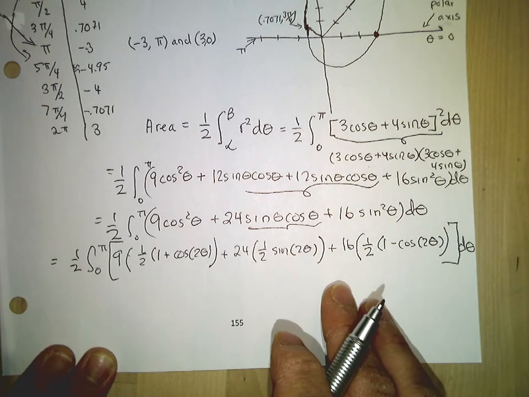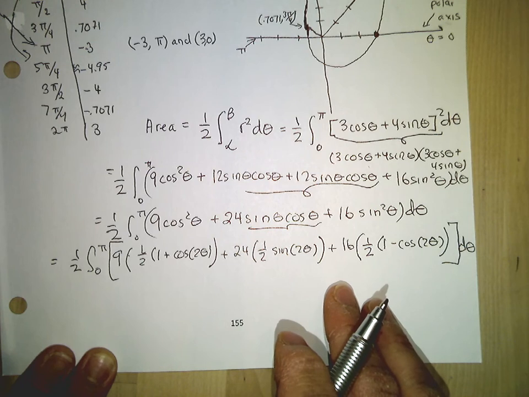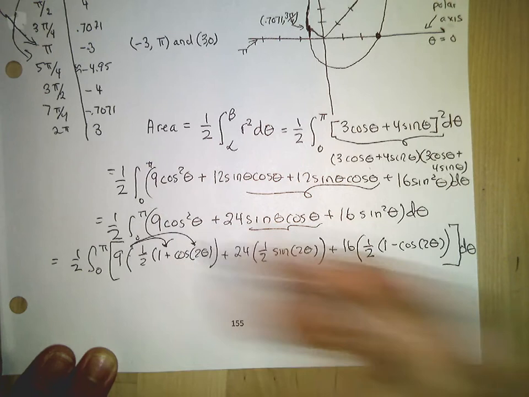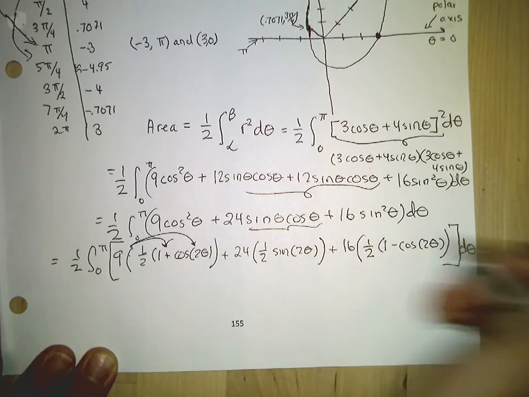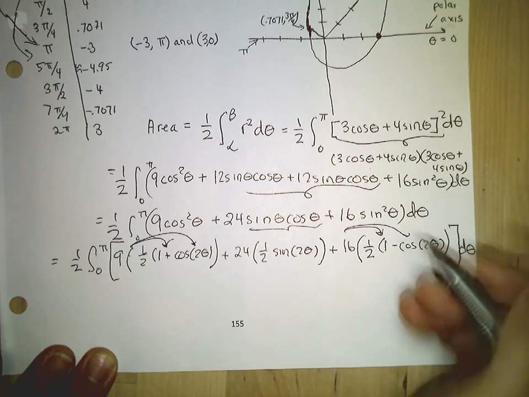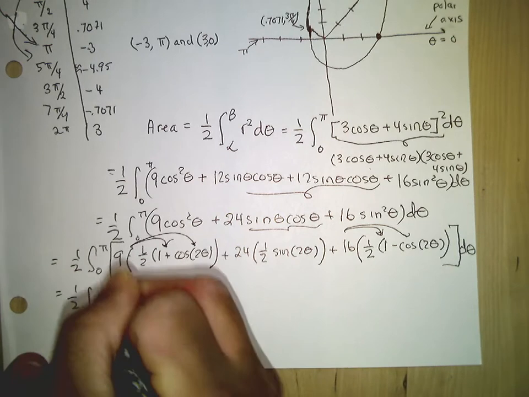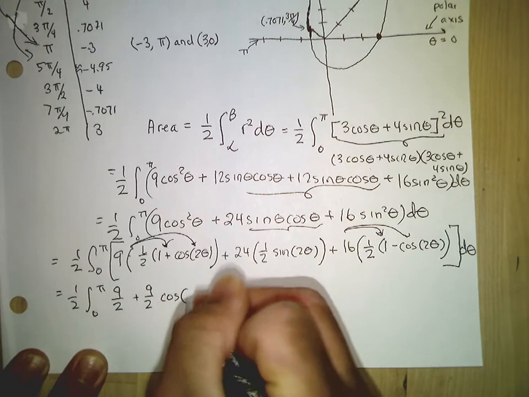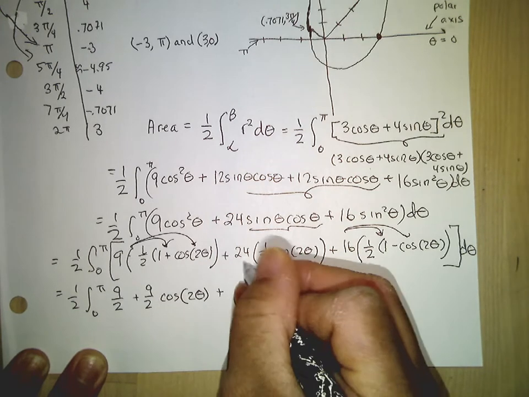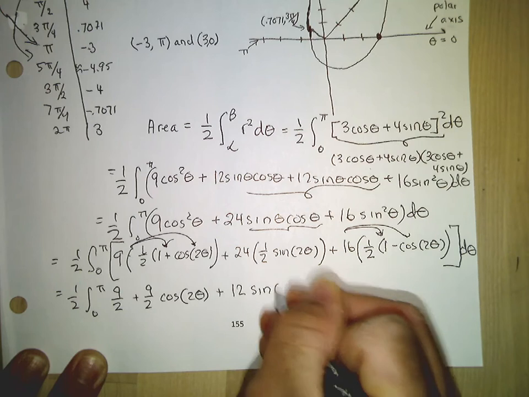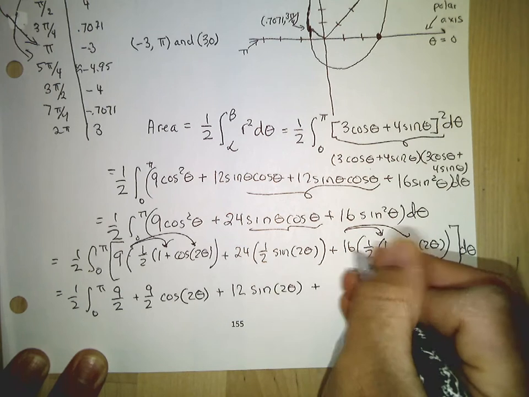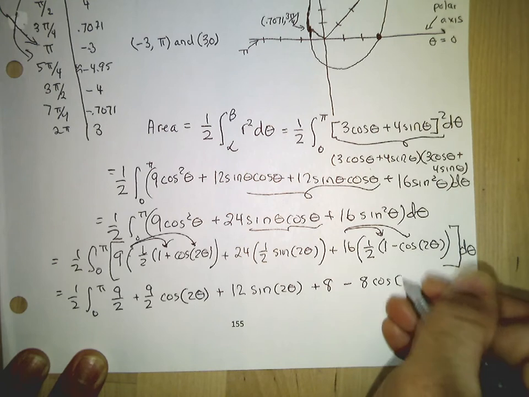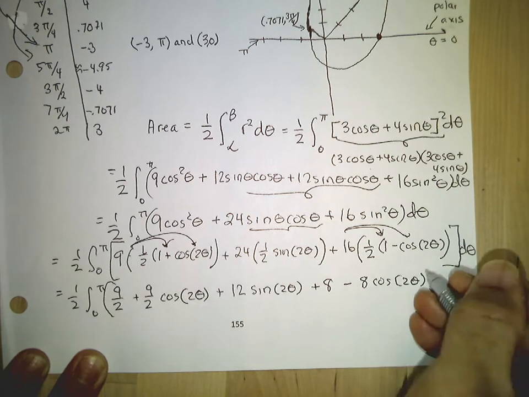Now let's go ahead and distribute the 9/2, right? Distribute the 16 halves. So we have 1/2 integral from 0 to pi of 9/2 plus 9/2 cosine of 2 theta plus 24 times 1/2 is 12, 12 sine of 2 theta plus 16/2 is 8. So plus 8 minus 8 cosine of 2 theta d theta.